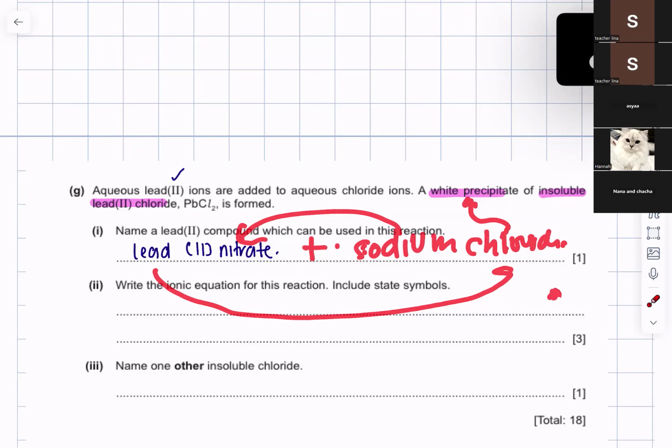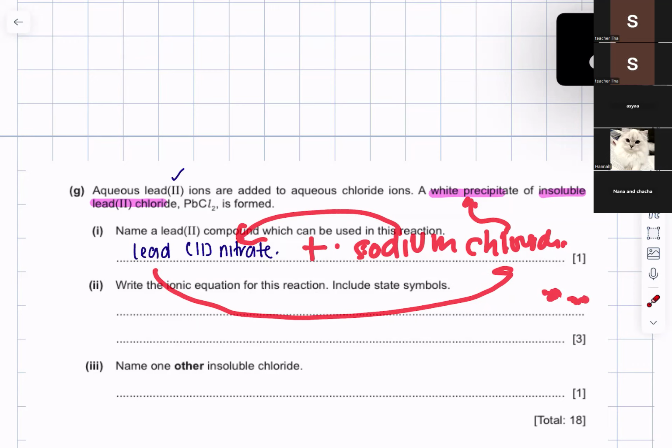Is it clear, Asha? Yes, it's clear. Hana, is it clear, Hana? Yeah. Nana, is it clear, Nana? Yes. Chacha?